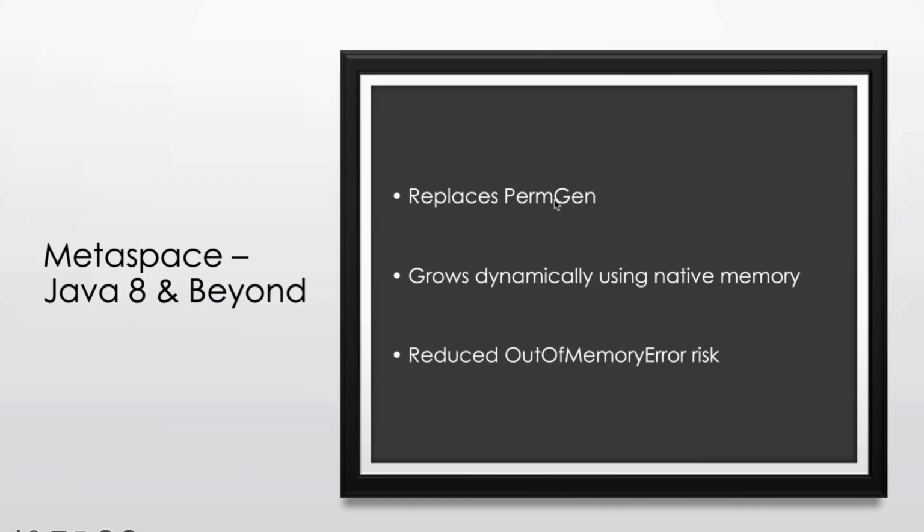From Java 8 and beyond, permgen was replaced by the metaspace. Unlike permgen, metaspace grows automatically by using your computer's native memory. It is smarter, more flexible, and reduces memory errors in large applications. This change made the JVM better at handling modern and large applications.